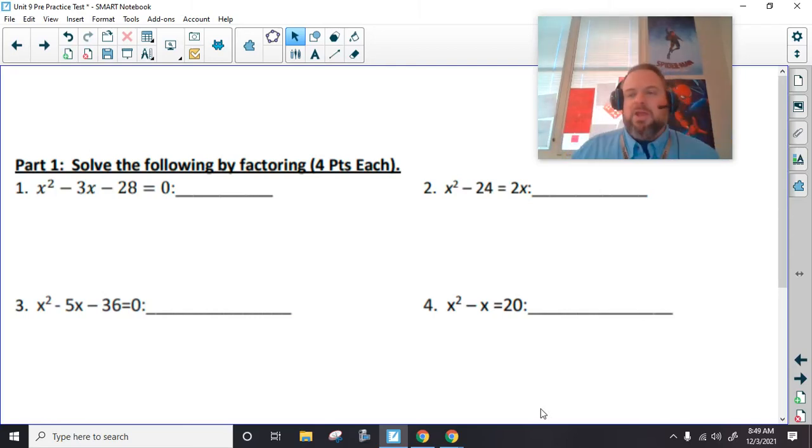Okie dokie. We are wrapping up our unit with quadratics: solving by factoring, solving by quadratic formula, graphing their characteristics, and even graphing the characteristics of quadratic inequalities.